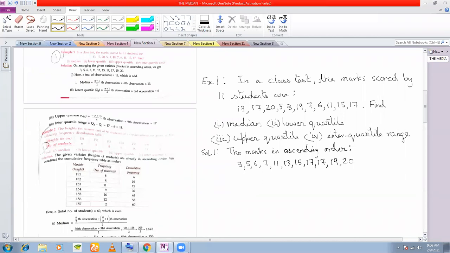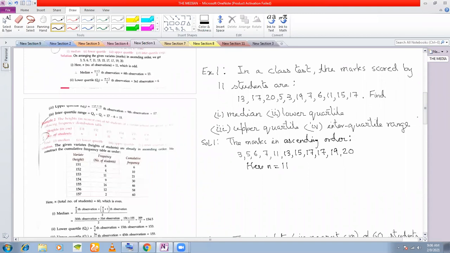So how many observations are there? 11 observations. So here n must be equal to 11 because there are 11 observations. Now we shall proceed to find out the first one, which is the median. So here n is equal to 11, which is odd. So what should be the median?